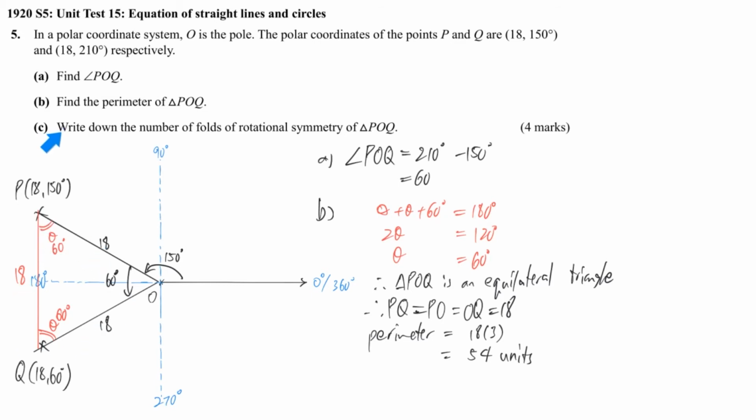And then part C, they ask you to write down the order of rotational symmetry. That means if you rotate this shape for one cycle, how many times it will be repeated. 1 corner, 2 corners, 3 corners. So if you rotate for one cycle, it will be repeated 3 times. If you are not really sure what I'm talking about, then go to the playlist and search for the video about rotational symmetry.